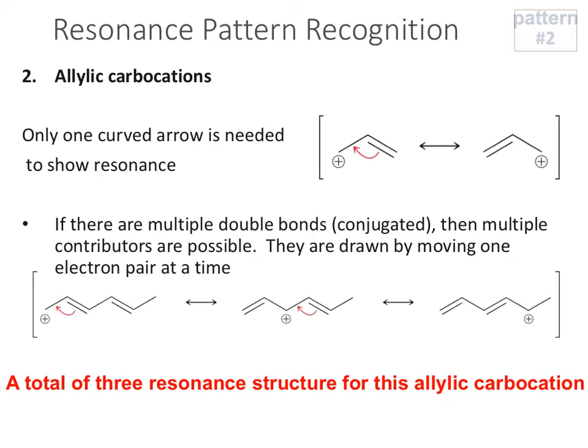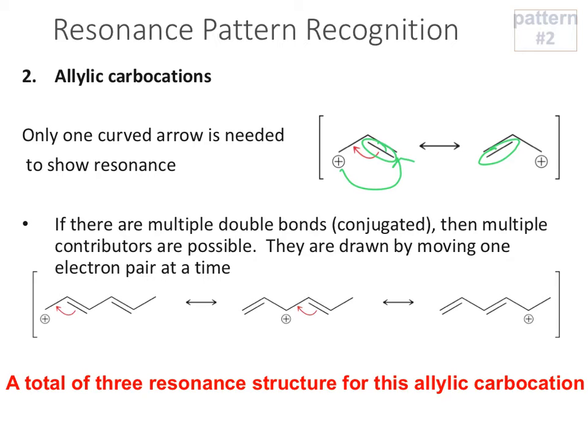The second pattern is a little bit easier. It is the pattern of the allylic carbocation. A carbocation is simply a carbon with a positive charge. So in this, you're just going to use one arrow to show the movement of the electrons, and the pi bond here changes places and moves over here. And notice the positive charge also moves to the other carbon.